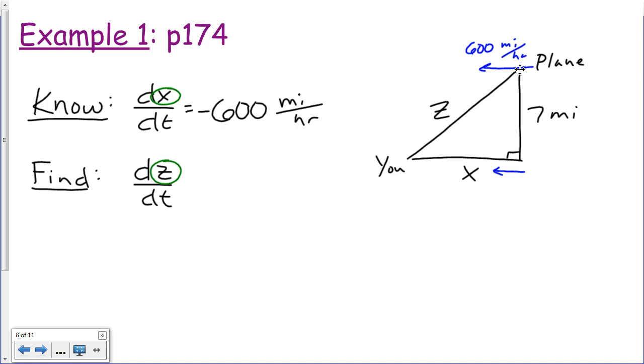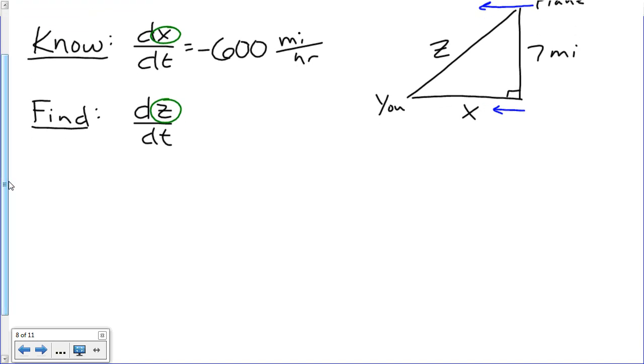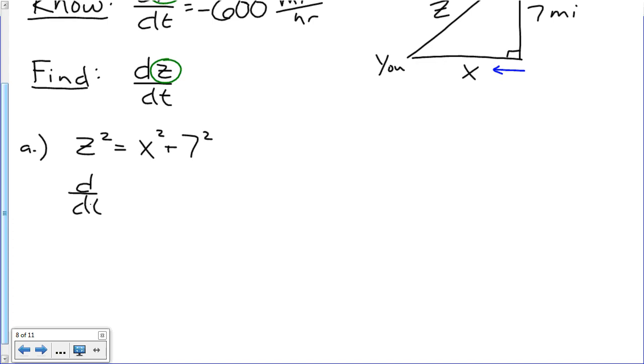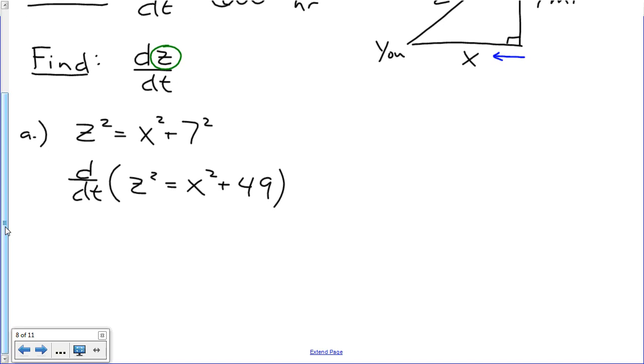So I can see that I need an equation that relates x and z. Over here on the right, I've got a right triangle. And x and z are two sides of that triangle. The third side is known as 7 miles. So that looks like I could use the Pythagorean theorem to come up with a relationship between x and z. In fact, z squared would be equal to x squared plus 7 squared. That's what the Pythagorean theorem tells us. And so this right here, this is part A. This is what we want to take the derivative of. We're going to take the derivative with respect to t of z squared is equal to x squared plus 49 instead of 7 squared, but you can write it either way. And I like writing d/dt out front, so I realize I'm taking the derivative of that equation.